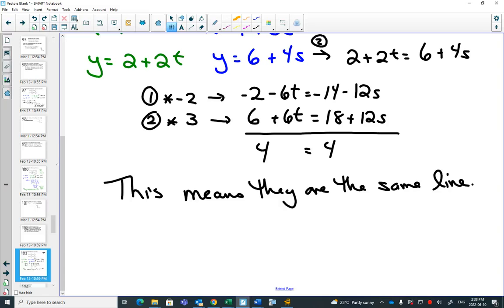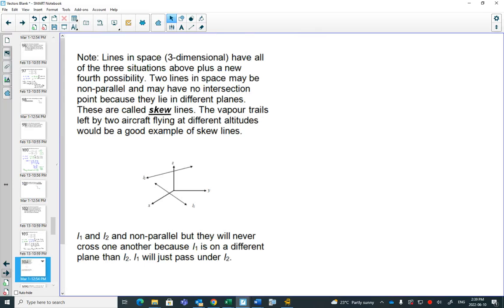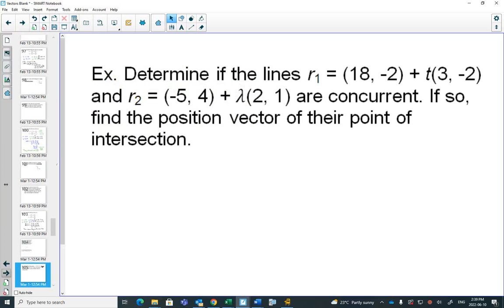So they're the same line, and we are set. Now, these are two-dimensional questions. In 3 dimensions, you can have two lines that are not parallel, but never intersect. These are called skew lines. So they're non-parallel and never intersect. How does this look, and how can we solve this?